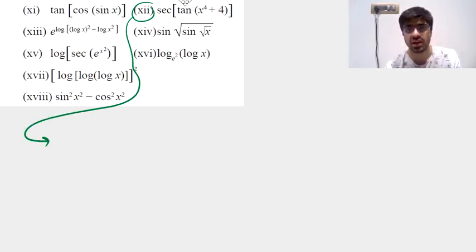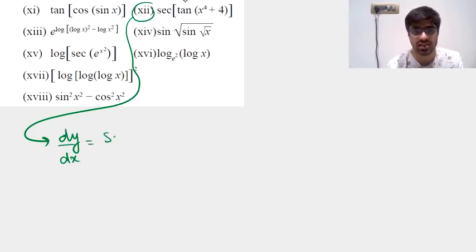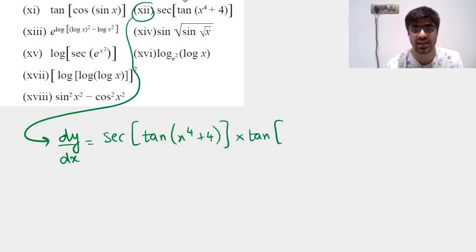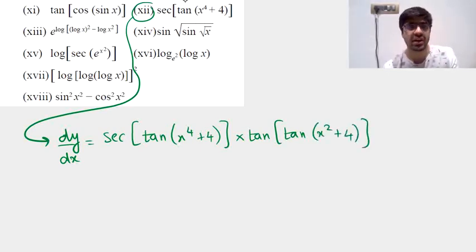You take this as y, it is sec x. The derivative, that is dy by dx, will be sec x tan x, which is sec of (x power 4 plus 4) tan... It's not yet over, it's sec x tan x. So sec of that entire thing into tan of the same very thing. Be very careful, in place of x you had tan of something, so you need to multiply with its derivative, right?